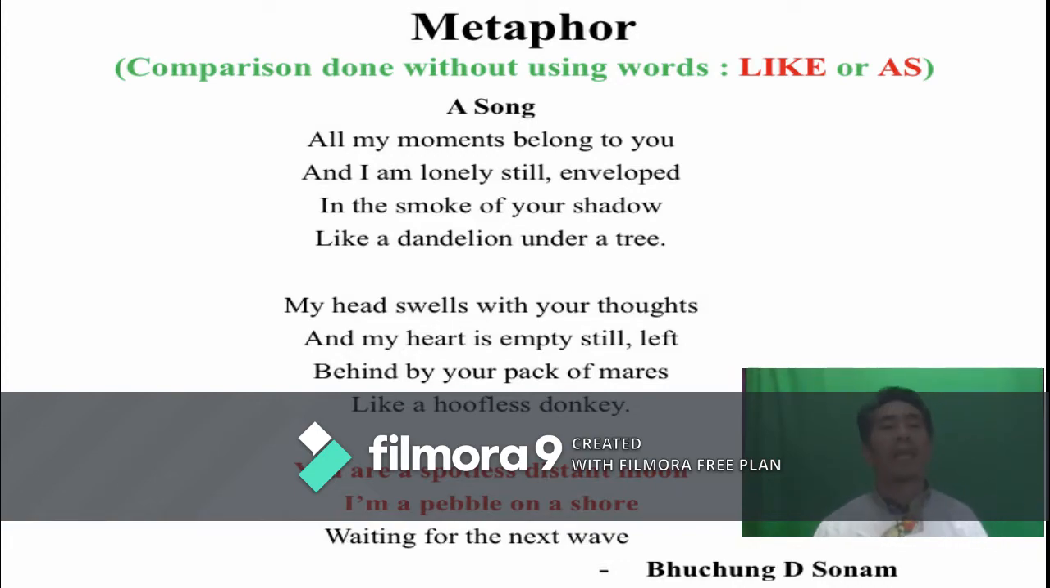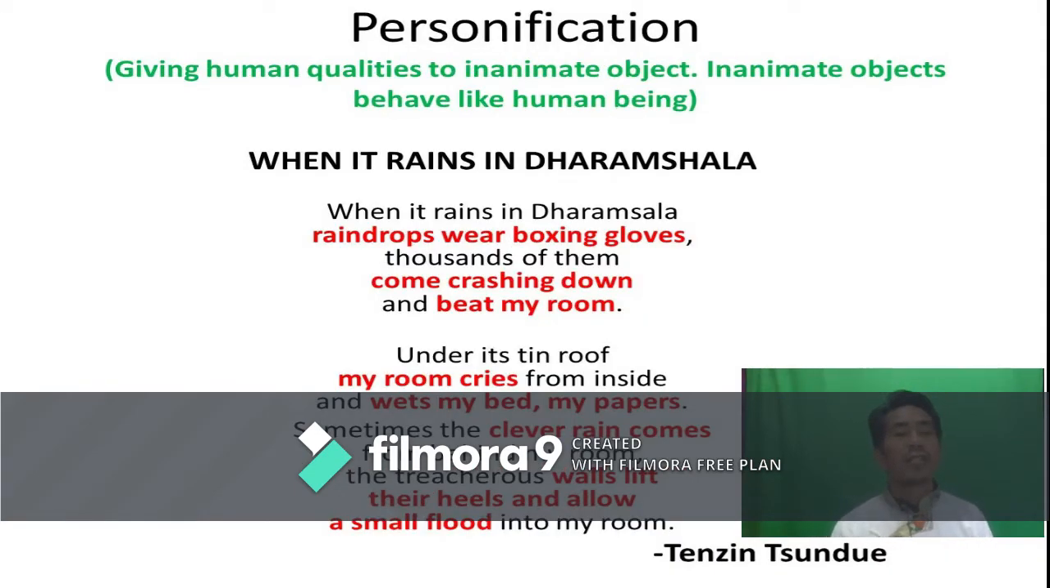Next is personification. So personification is giving human qualities to inanimate objects. Inanimate objects behave like a human being. For example, any object, a book or glass or pencil, they are inanimate objects. They do not have human qualities like talking and sleeping and shouting, going, eating. But through poems, the writers give human qualities to these objects.